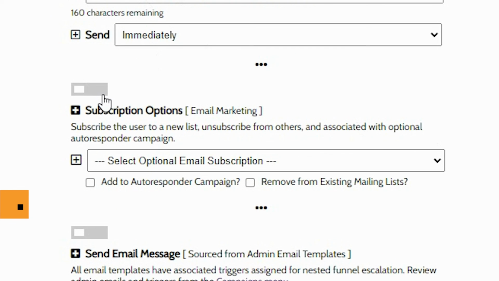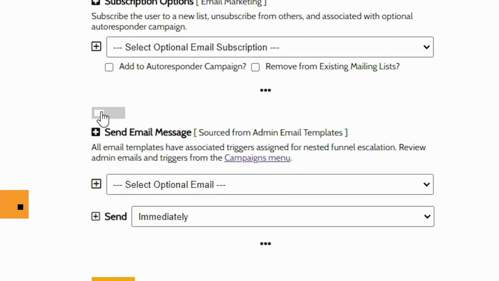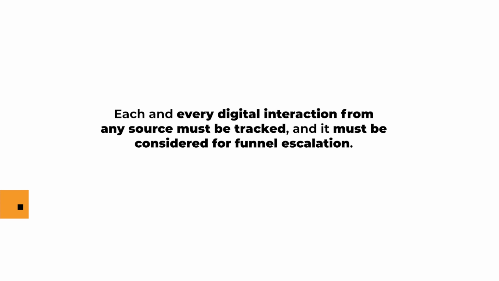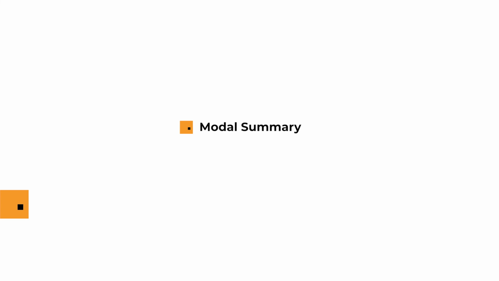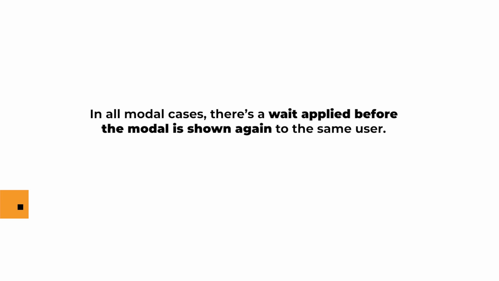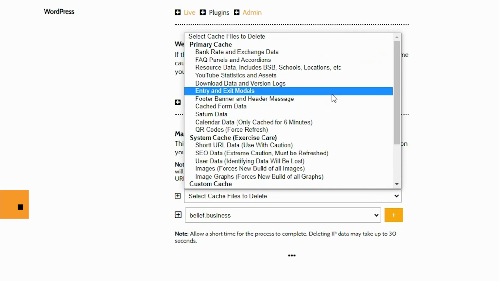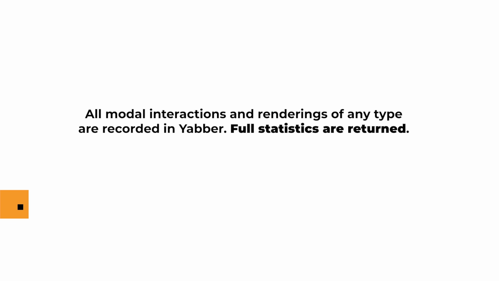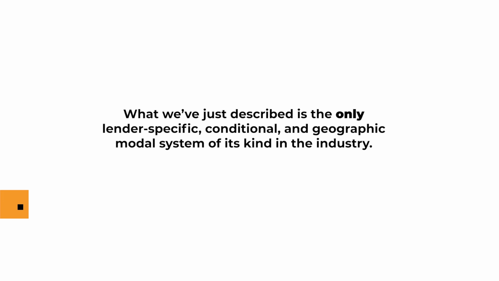Only basic trigger options apply for modal link clicks, which includes an SMS or MMS voice drop message to the user, an email or an email subscription correction. Remember, each and every digital interaction from any source must be tracked and it must be considered for funnel escalation. In all modal cases, there's a wait applied before the modal is shown again to the same user. To clear the cache and start showing modals for all users, immediately refresh the data via the website cache menu. All modal interactions and renderings of any type are recorded in Yabber. Full statistics are returned.